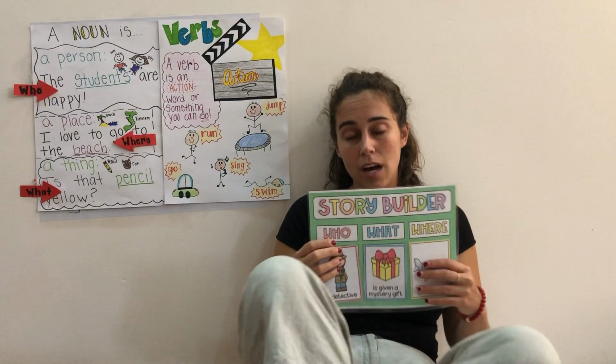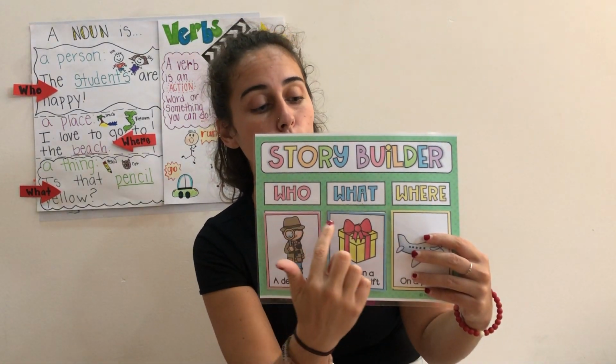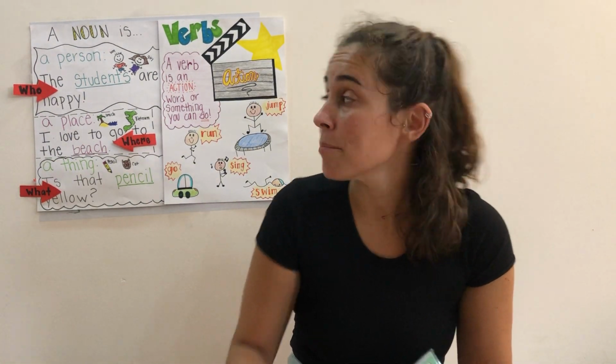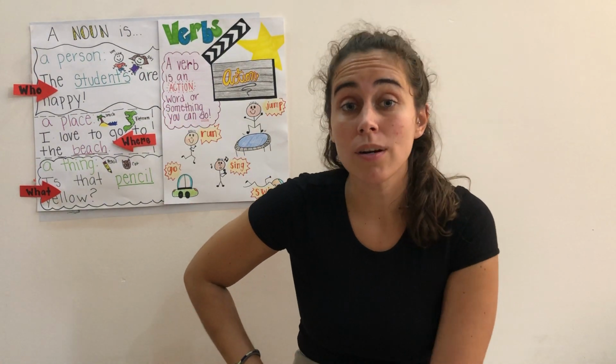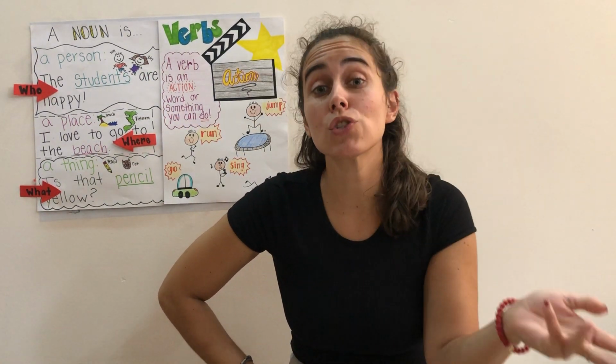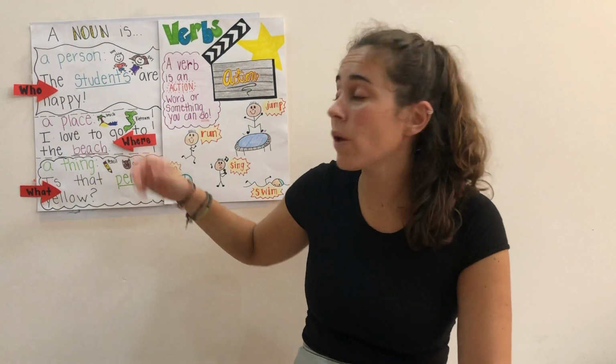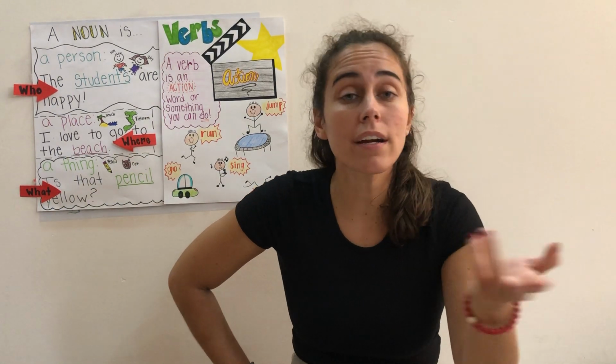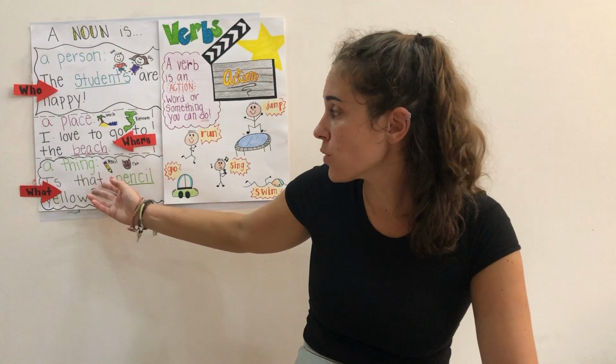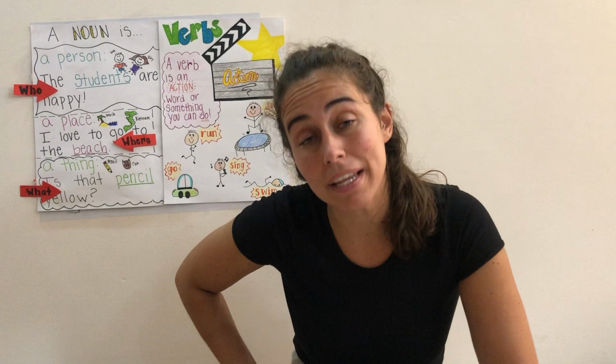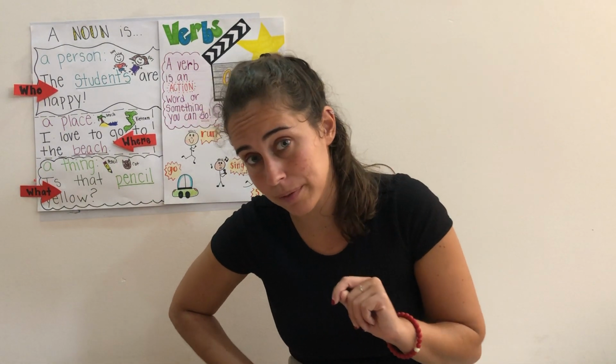And where have we seen who, where, and what before? We have seen it on our story builder. Our story builder talks about who, what, and where because it helps us write our stories. Because who is also the characters. Who is the story about? Where is the setting? Where does the story take place? Is it on the beach, at the park? And what is happening? What are the main events? What is that character doing?